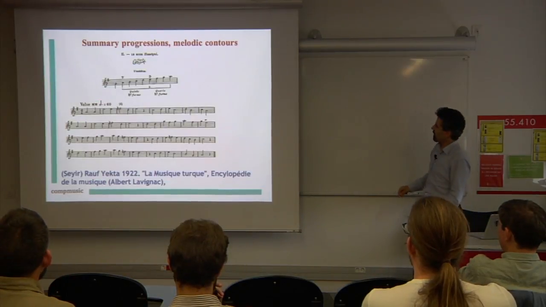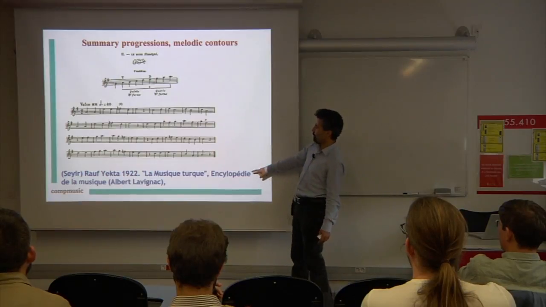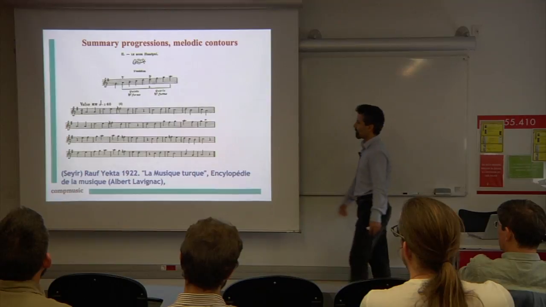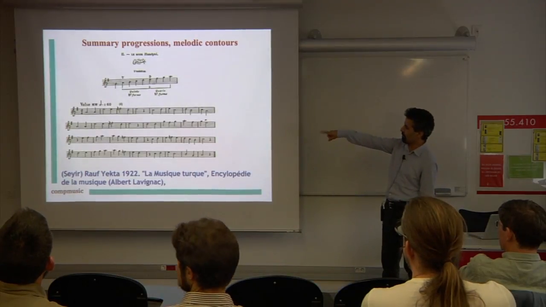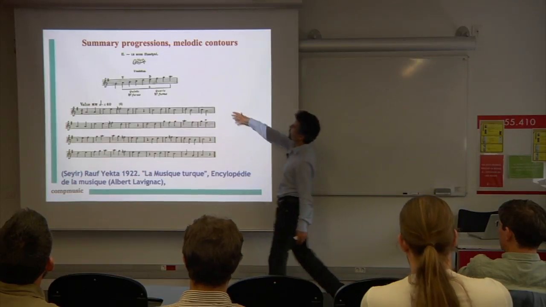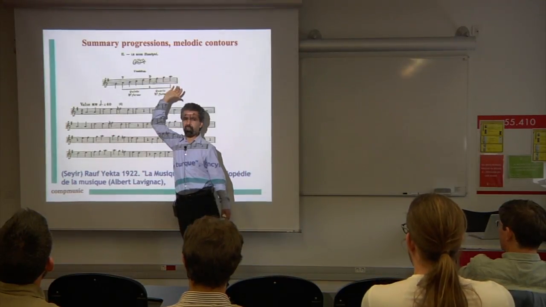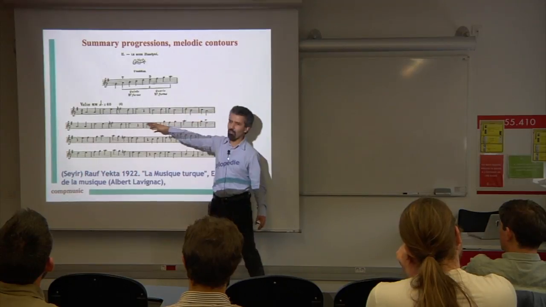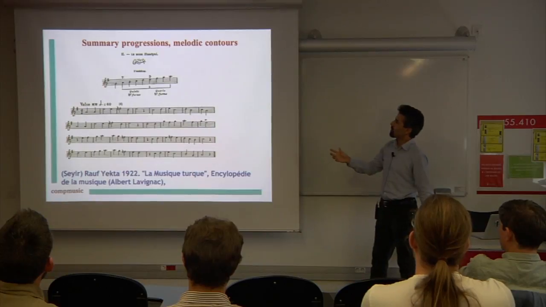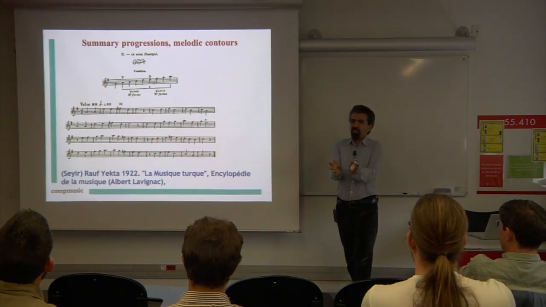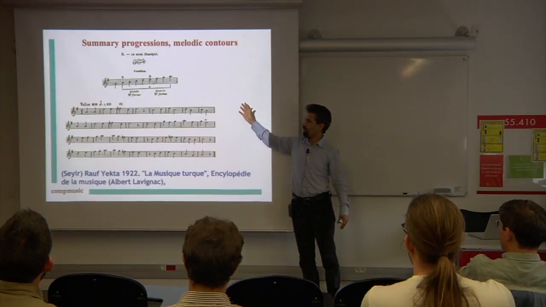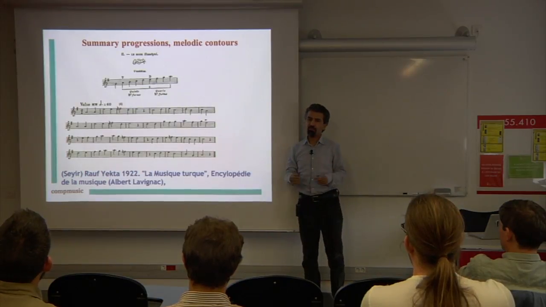And here is an example from Encyclopédie de la musique, Lavignac, from 1922. There was a topic on melodic progression of Turkish makam music, and that would include the scale plus a summary of the melodic contour. So this is, let's say, the simplest form of explaining the two basic dimensions of makam. So we need some specification about the melodic contour.